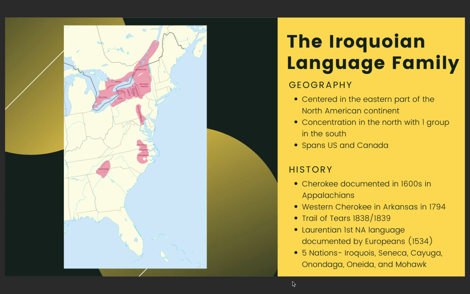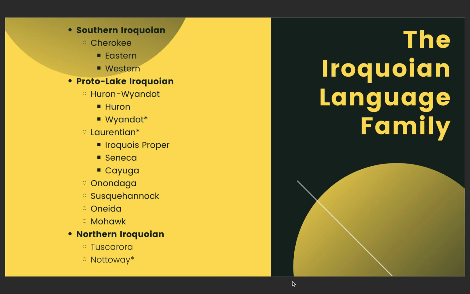And when we talk about the Iroquois, you'll often hear about the 5 nations. So the Iroquois would be the Seneca, the Cayuga, the Onondaga, the Oneida, and the Mohawk. And these groups together make up a larger ethnic group known as the Iroquois, and their languages are Iroquoian languages. So here is the breakdown of the languages and dialects of the Iroquoian language family.